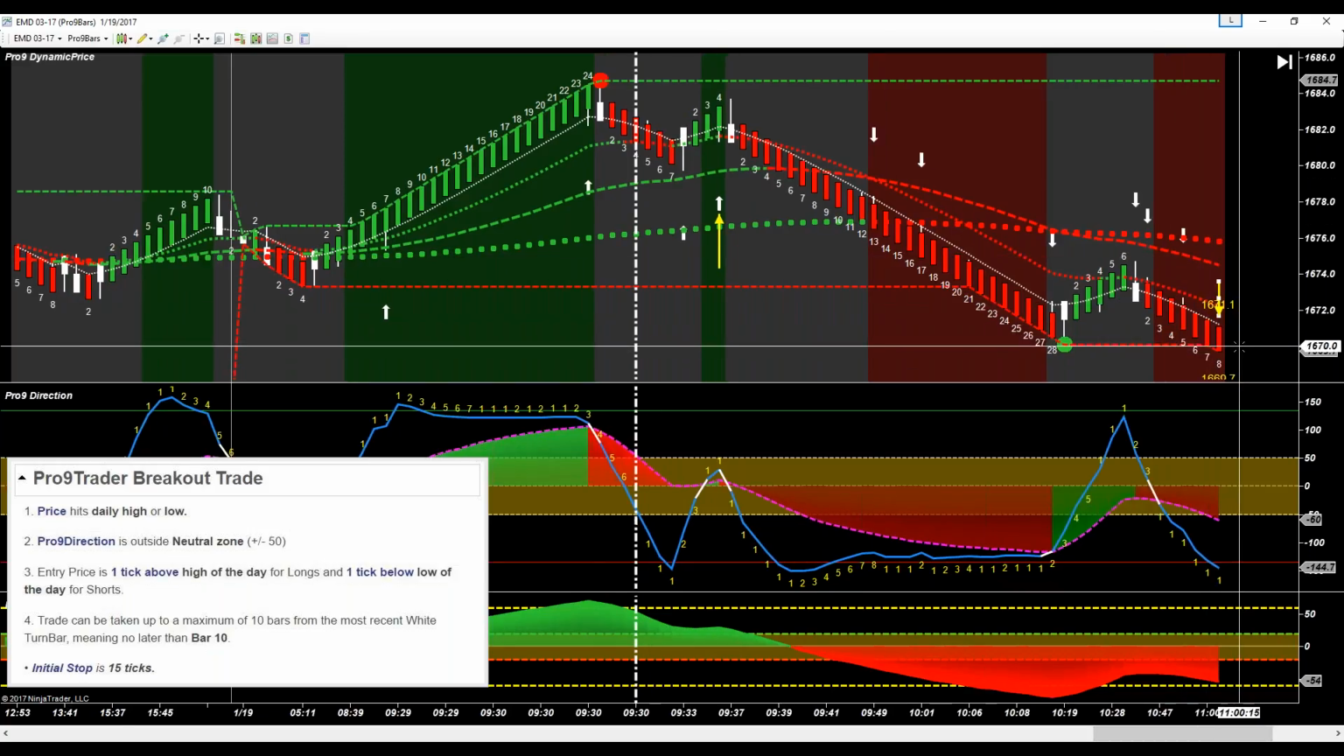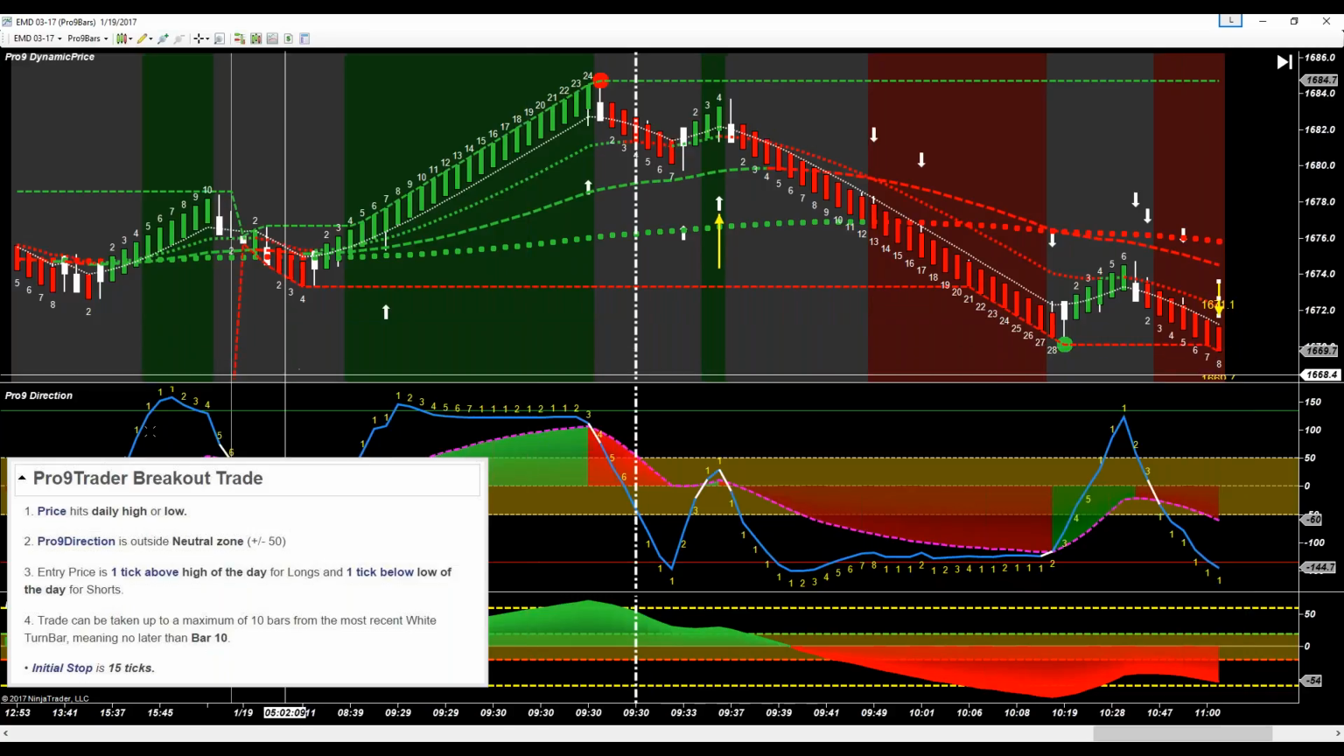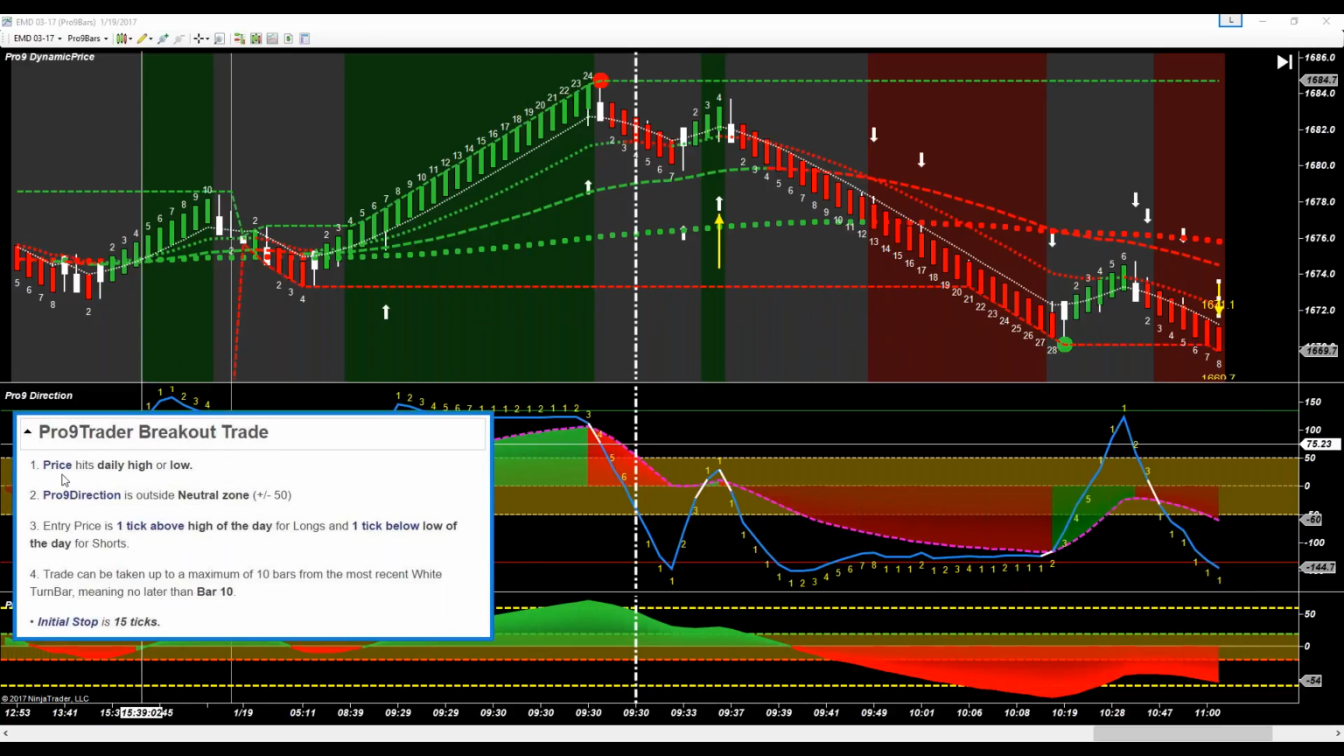So once this bar breaks through the low, our order would be filled and we'd enter our breakout trade. So the rules for a breakout trade: the price is hitting the daily high or low. Our direction is outside of its neutral zone. And the entry price is 1 tick above the high of the day if we're going long, or 1 tick below the low of the day if we're going short. And the trade can be taken up to a maximum of 10 bars from the most recent white turn bar, meaning no later than bar 10.